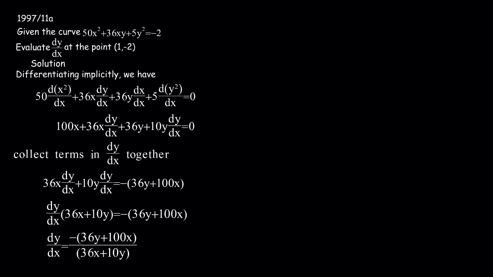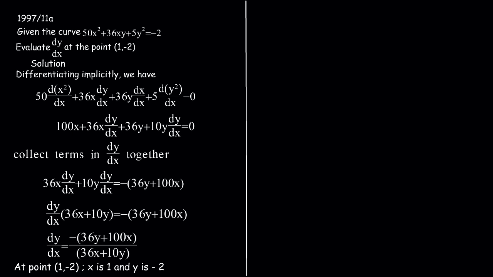plus 10y in bracket. Now at the points 1 and minus 2, s is 1 and y is minus 2. So we'll be substituting s for 1 and y for minus 2. Substituting both of them, dy over ds will be equals to minus in bracket 36. Then for our y, we put in minus 2, that's minus 2 in bracket, plus 100. Then in place of s, we put in 1, that's 1 in bracket, divided by bracket 36. Then for s, we are putting 1, plus 10 in bracket minus 2. That's for y, we are putting minus 2.